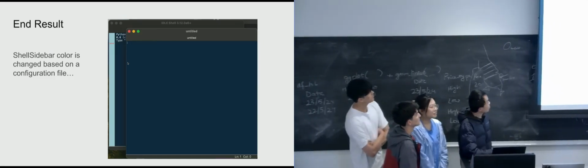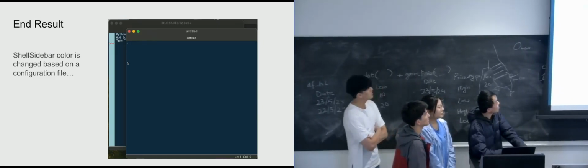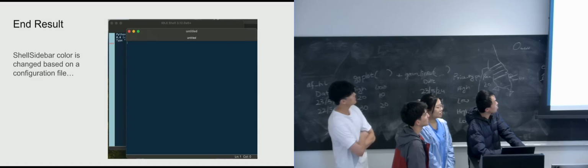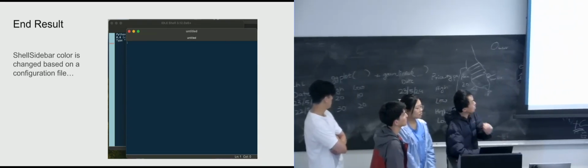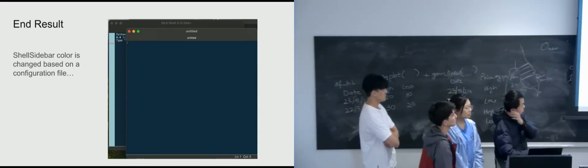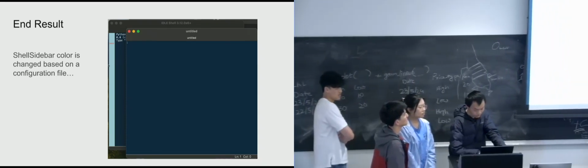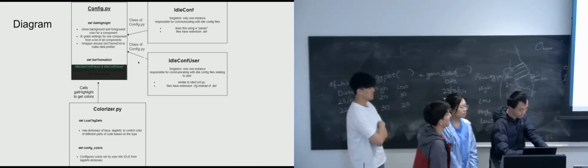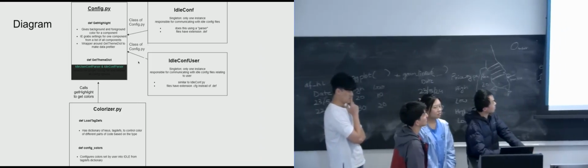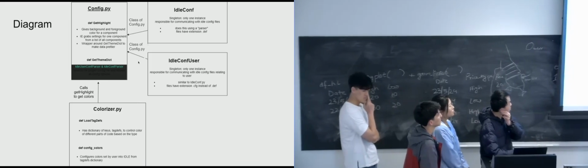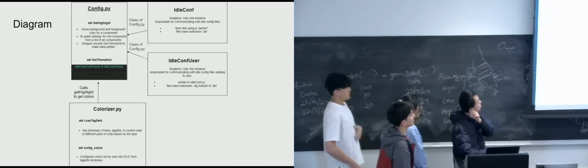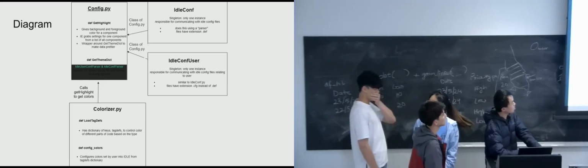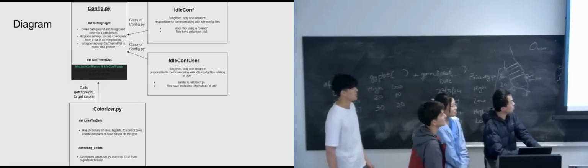So this is what our end result looks like. Technically what we did is that we created a custom color for our sidebar based on the user's preference. And our diagram is that we have the colorizer file, which calls the method get highlight in the config file to get the colors that we want for the idle.